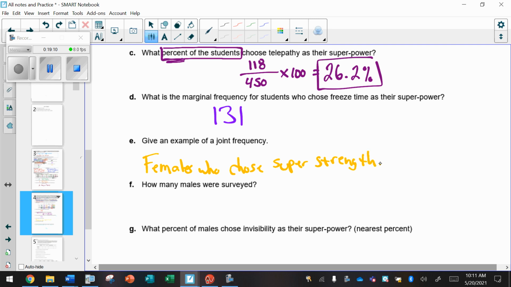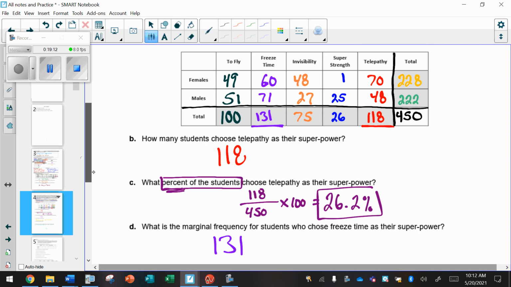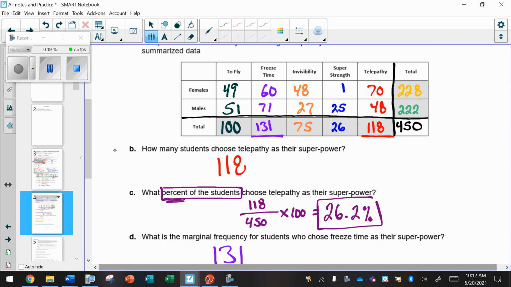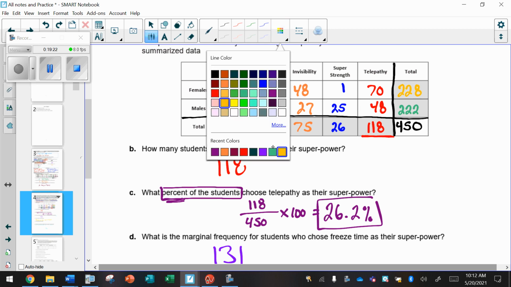How many males were surveyed? Well, how many total identified as a male? That's our marginal frequency for those identifying as males, which would be 222.